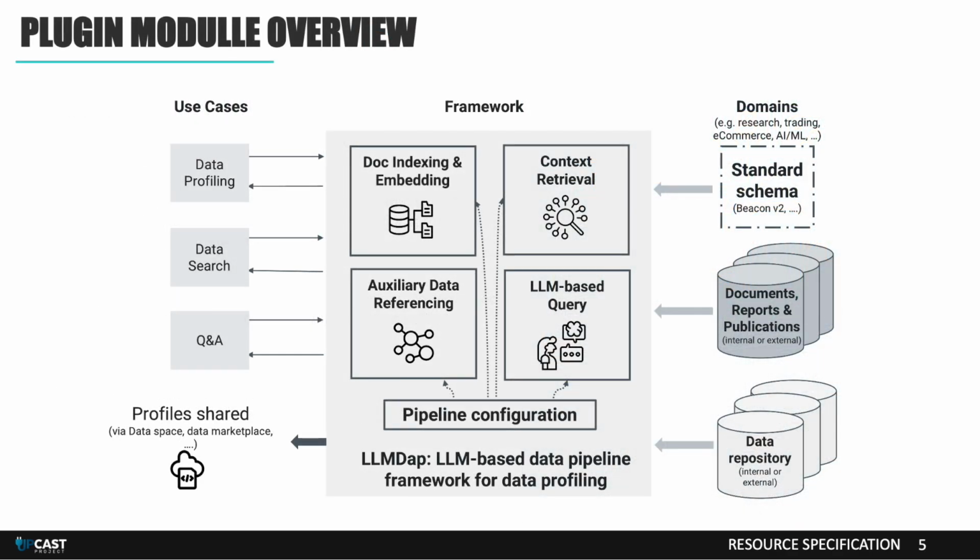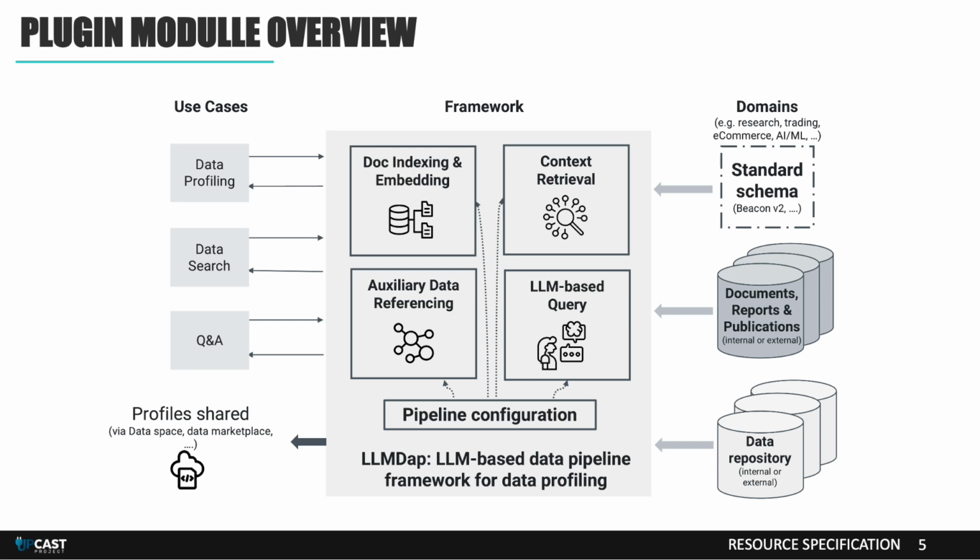The LLM-DAP plugin module is based on a framework consisting of 5 main components, each playing a critical role in transforming raw data into rich, searchable metadata. First, we begin with auxiliary data referencing. This component allows the system to incorporate supporting data, such as domain-specific glossaries or external knowledge bases, that can enhance the relevance and accuracy of query results. It's especially useful when the original dataset lacks sufficient context.